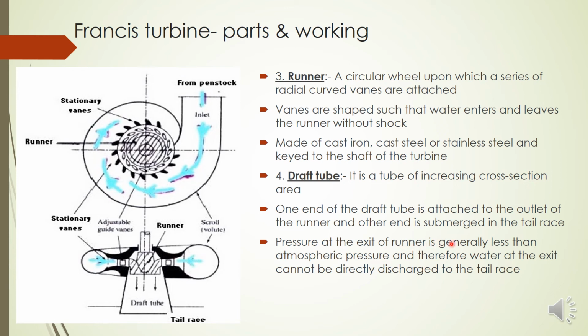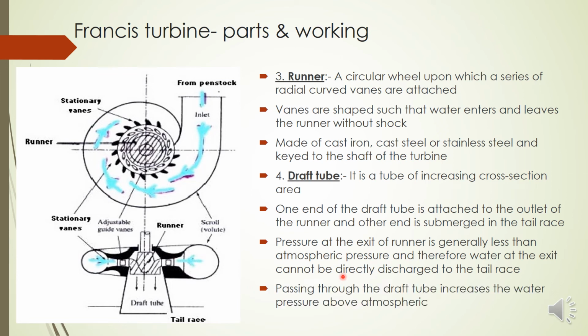The pressure at the exit of the runner is generally less than atmospheric pressure, and therefore the water at the exit cannot be directly discharged. So we want to increase the pressure. That is done by a draft tube. When the area is increasing, the pressure will increase by Bernoulli's principle. We know that. So that is what the draft tube does, to increase the pressure to above atmospheric pressure when it reaches here. So these are the four components of the Francis turbine and its working.